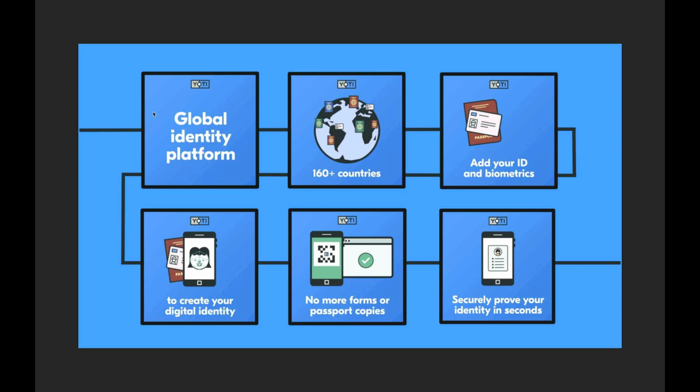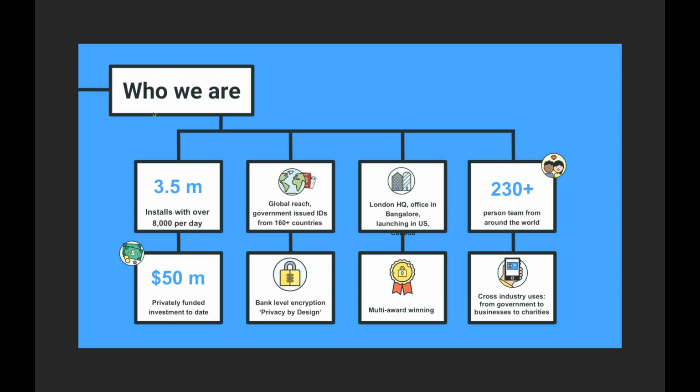And once you have that digital identity, you can use it to prove who you are very, very quickly and very, very easily, whenever you need to. We're about 3.5 million, approaching 4 million installs now, so we're starting to get some nice traction. As I mentioned, we're global in reach.